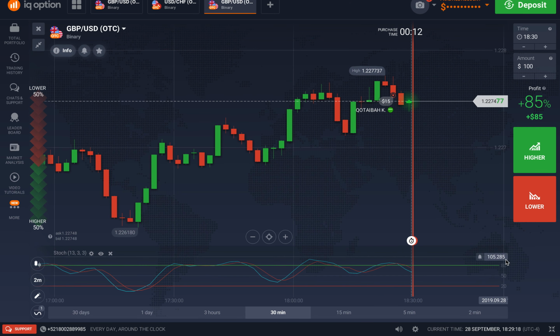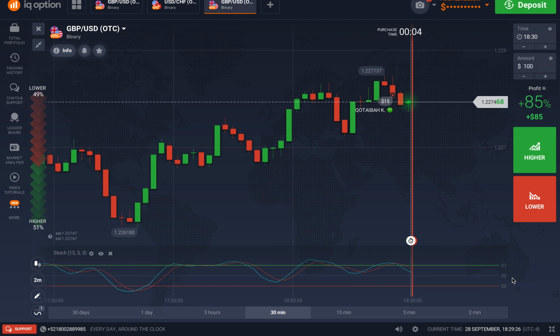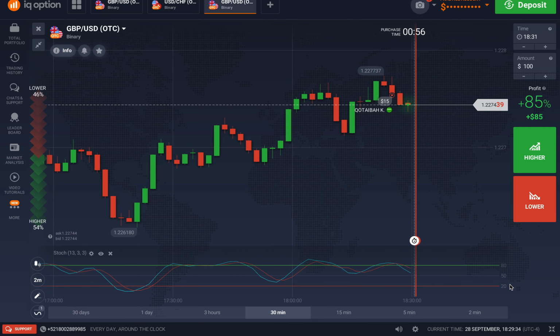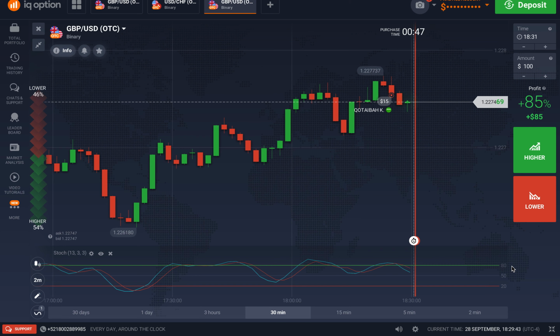You can see there's three numbers at the side of the stochastic on the right hand corner here. You have 20, you have 50, and you have 80. 20, 50, 80. Those are like our measurements. You can see at 20, there's a red line that goes across the chart. And at 80, there's a green line. So the red line is the oversold line. The green line is the overbought line.